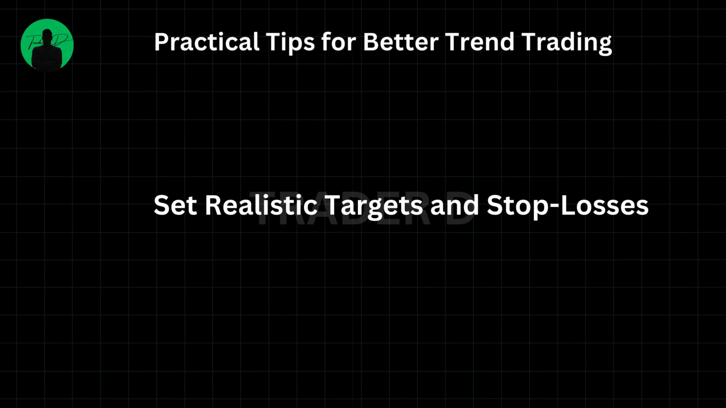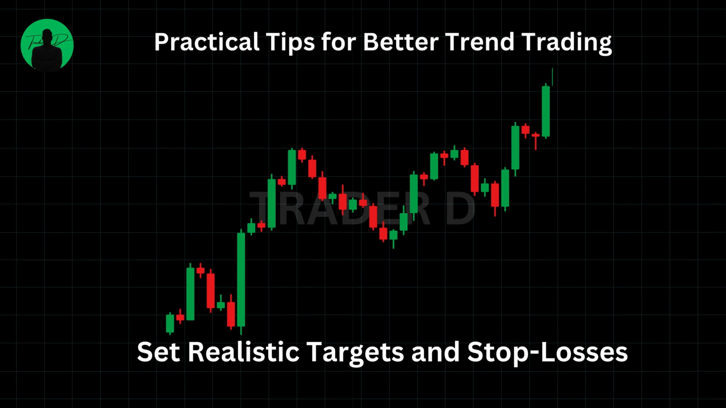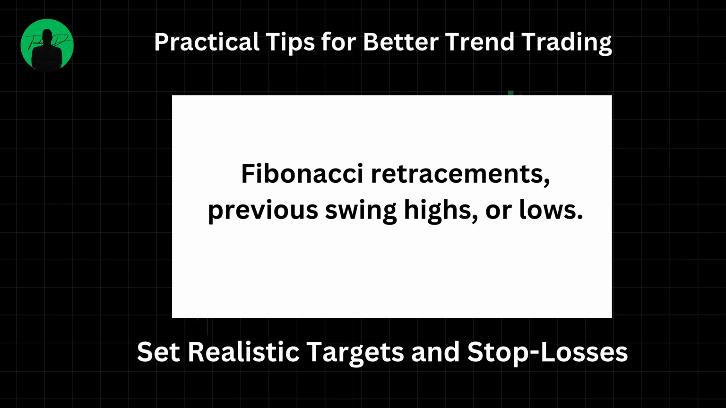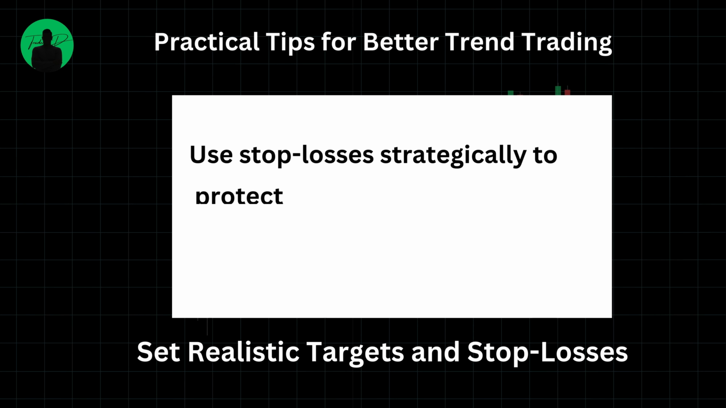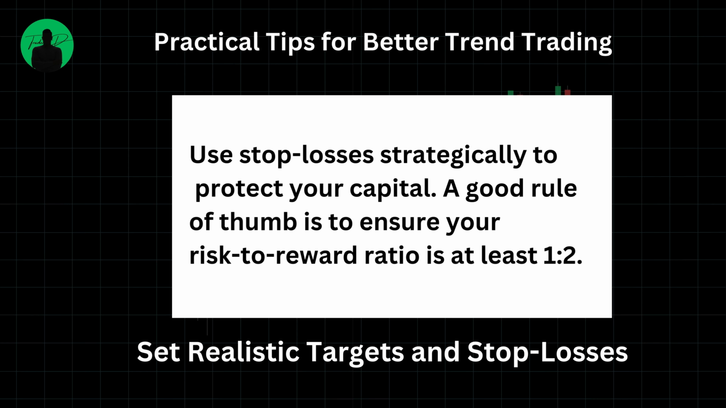Number 3. Set realistic targets and stop losses. Always trade with a plan. Set realistic profit targets based on key levels like Fibonacci retracements, previous swing highs or lows. Use stop losses strategically to protect your capital. A good rule of thumb is to ensure your risk-to-reward ratio is at least 1 to 2.